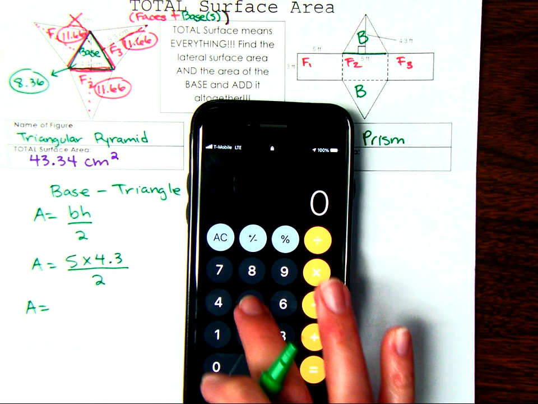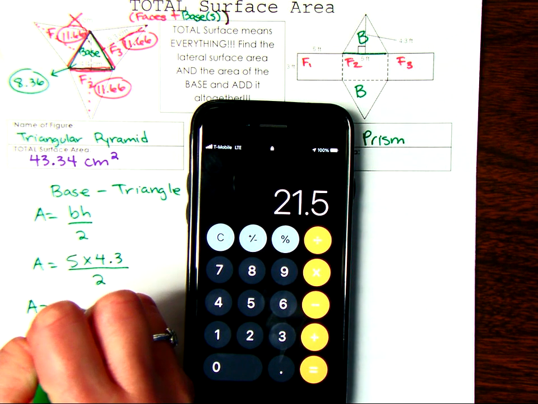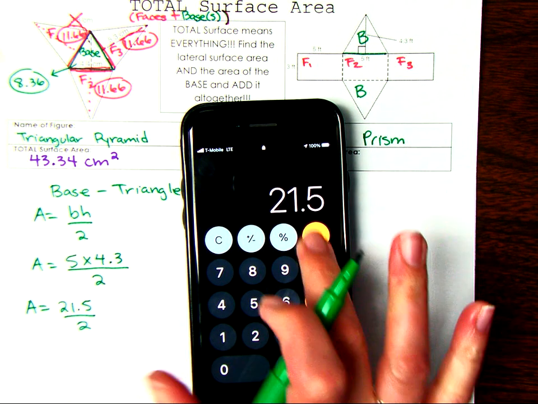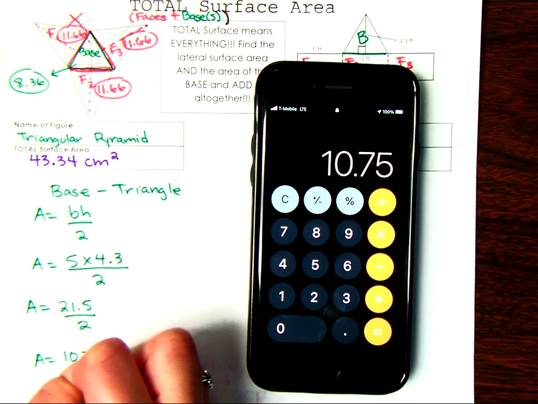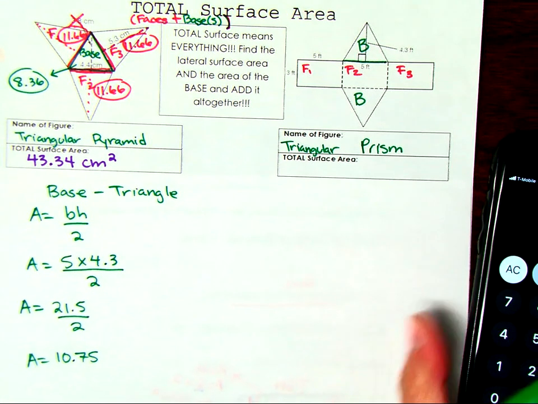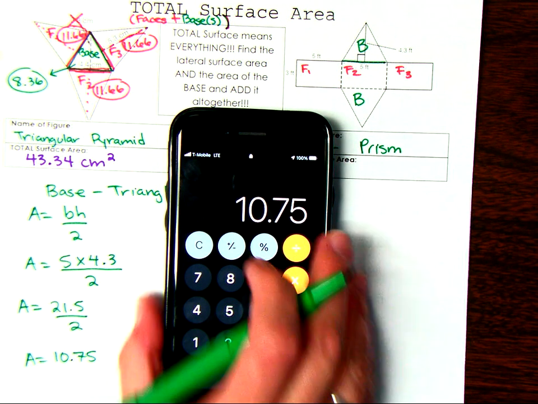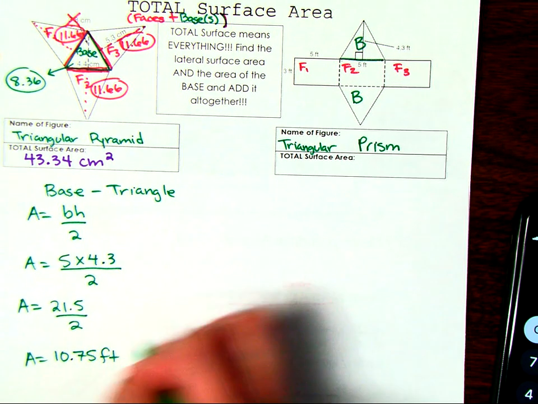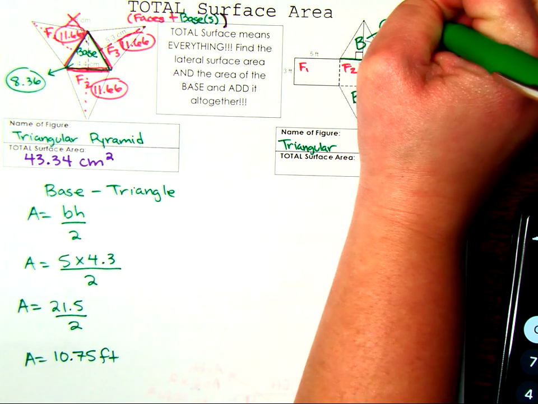So when we look at that, 5 times 4 3/10 is 21 5/10. Divide by 2, we're going to get 10 75/100. Okay, so base times height divided by 2. But if you stop and think about it, this is 10 75/100 for your area.